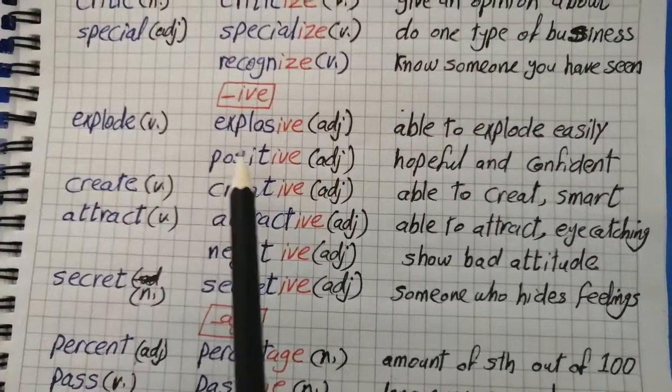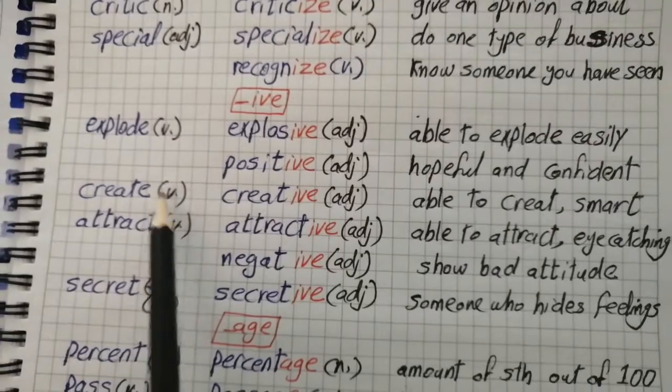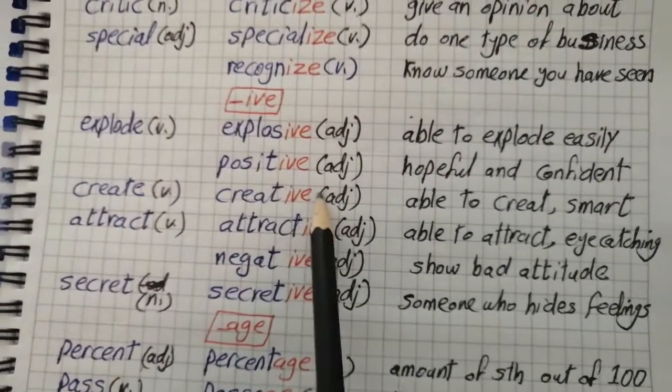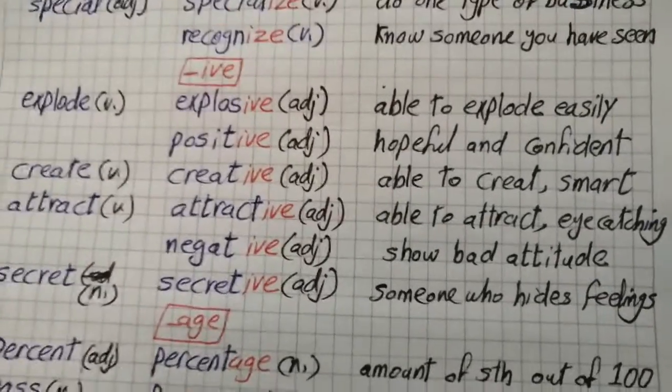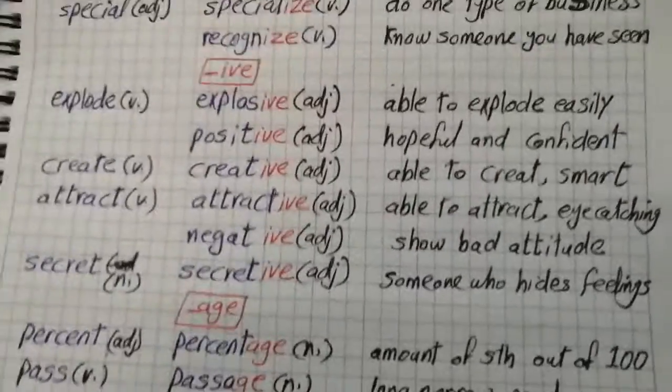Create, this is the base word. When adding IVE, change from a verb, create, means to make, into an adjective. Creative is somebody who is able to create, somebody who is smart, genuine, or genius.